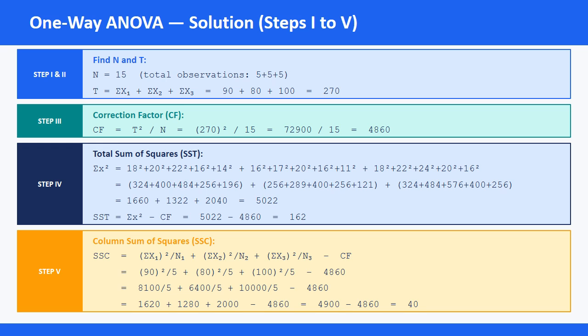So first, the value of N is equal to 15. T is equal to 270 and we are going to compute the correction factor. So CF is equal to 4860 by applying the correction factor formula. Then we are calculating SST by squaring all the values. So SST is equal to 162 and then we compute SSC, which is equal to 40. So far we have the total variation equal to 162, and the between group variation equal to 40.